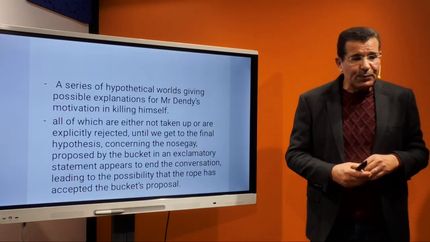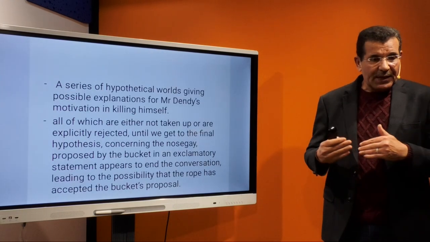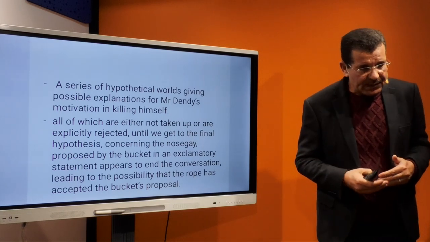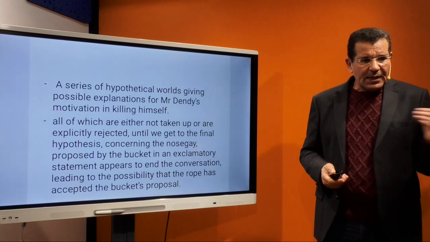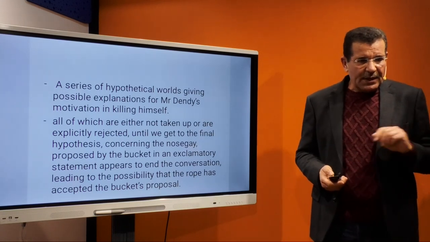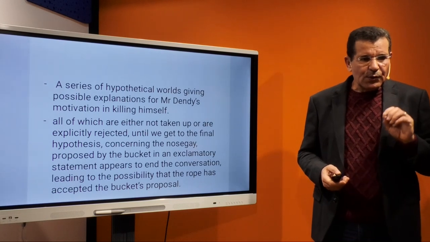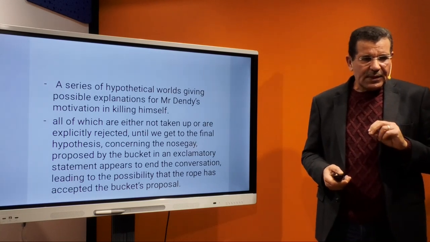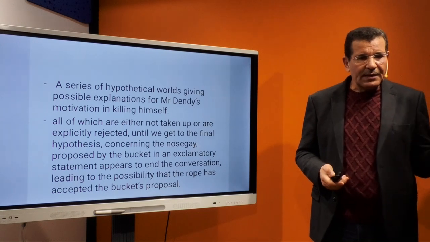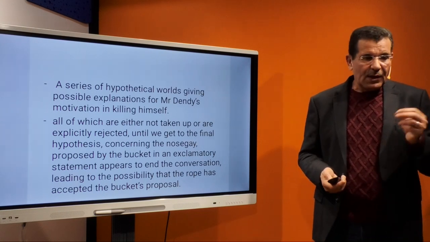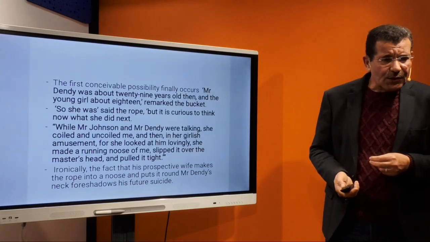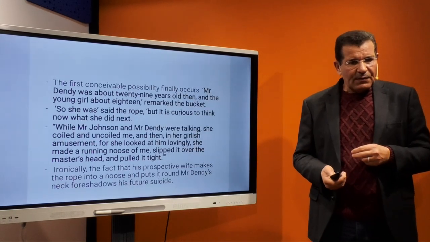There is a series of hypotheses giving possible explanations of Mr. Dandy's motivation in killing himself. They are all taken and rejected hypotheses, but there is one concerning the nosegay, proposed by the bucket in an exclamatory statement, which appears at the end of the comment. At the end, there is something symbolical which probably reflects the truth. And the first conceivable possibility finally occurs.